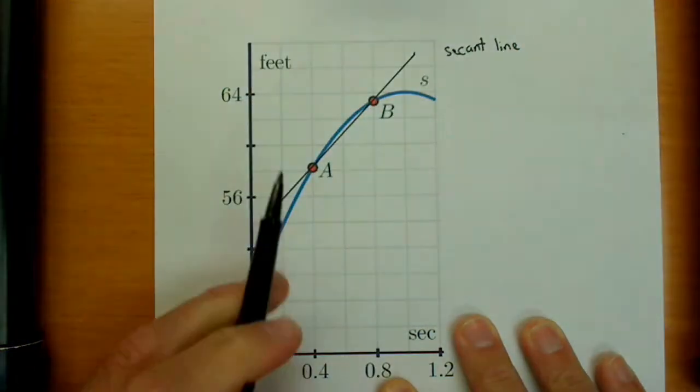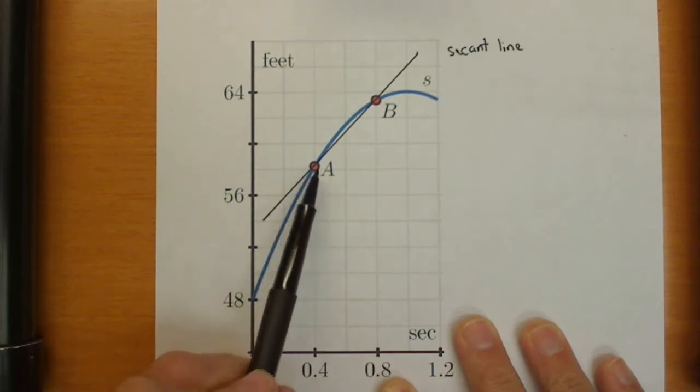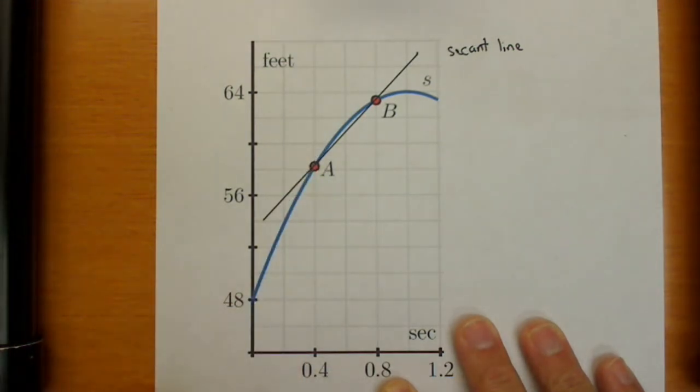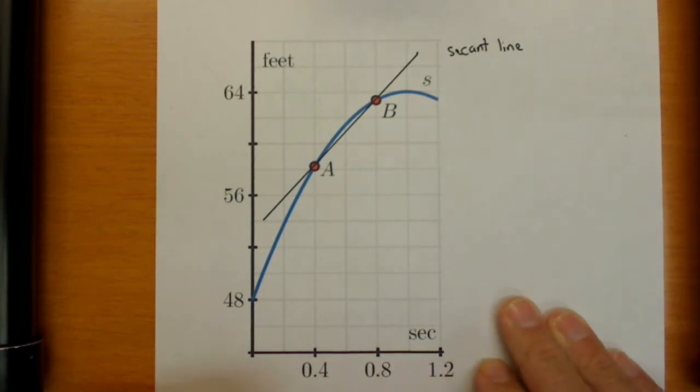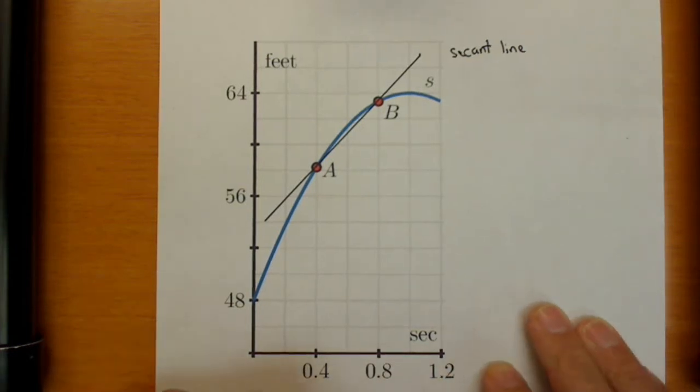Now, here's what's interesting, or what's nice about this relationship. The slope of the secant line is the average rate of change.